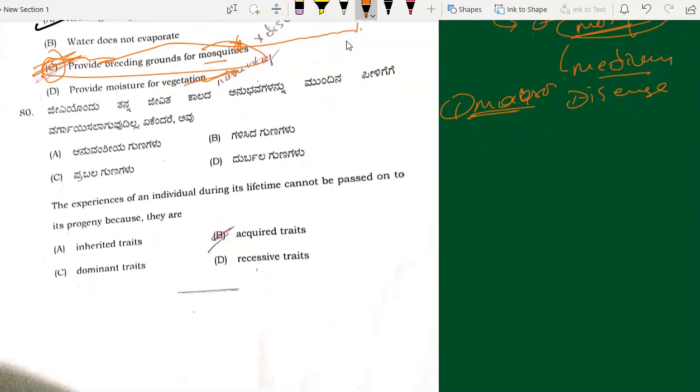Okay, next one we have: the experience of an individual during its lifetime. What are all the things we have learnt during our lifetime? These are our achievements, that is acquired traits, the characters. Now I can speak English, I can walk, I know maths, but these characters will not be transferred to my child, because these are all acquired characters. I have learned them. So whatever experience we get in our lifetime are acquired traits, they are not going to be inherited. Answer is B.